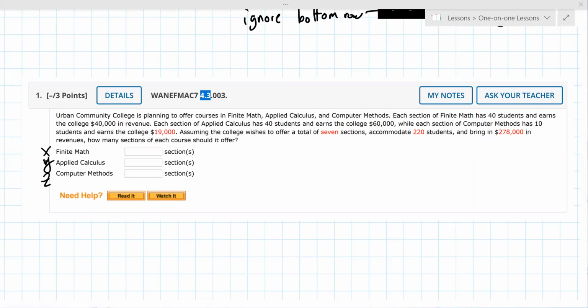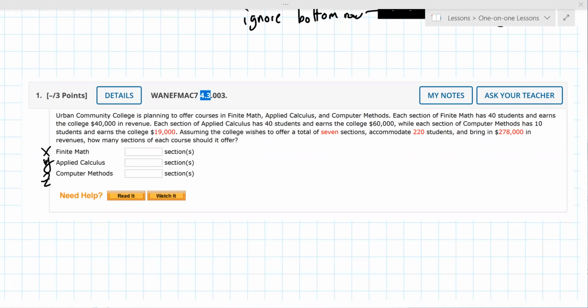Okay, great. So the variables x, y, and z are given here, and then you just have to convert these word problems into equations. As I said before, there's always a mapping. All they're going to change are these numbers in red. So if you have really good detailed notes, you could just put these numbers in. It says that each section of finite math has 40 students and earns the college $40,000 in revenue.